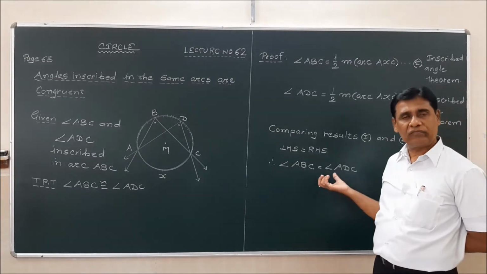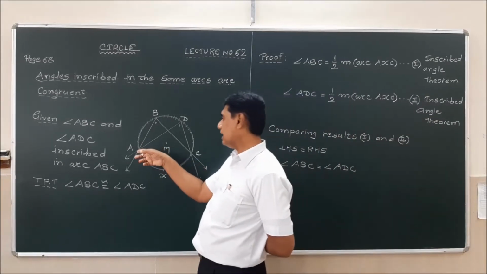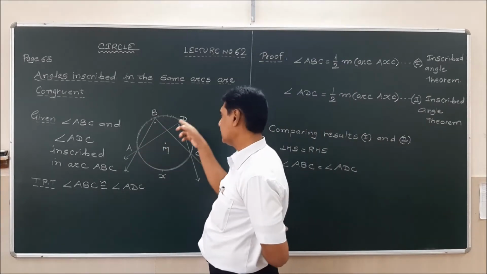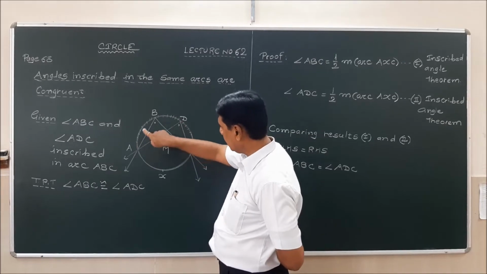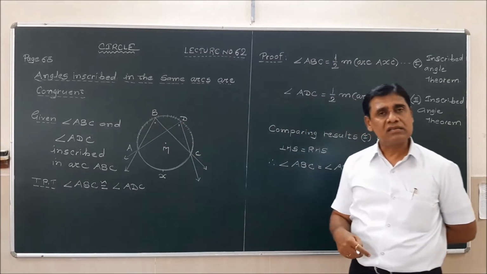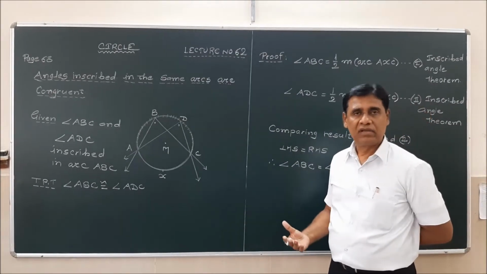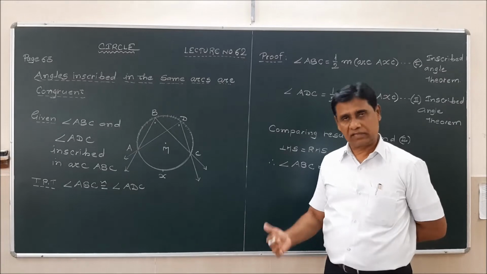So ultimately we got the result that since angle ABC and angle ADC are inscribed in the same arc ABC, their measures are the same. So this is a very important application of the inscribed angle theorem.